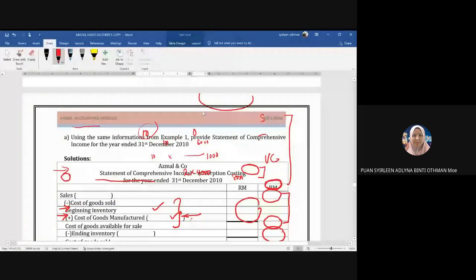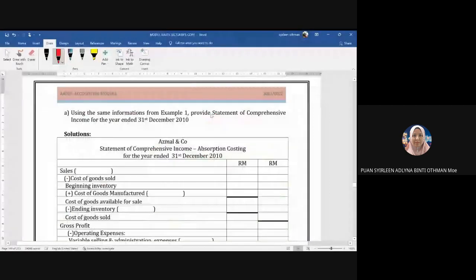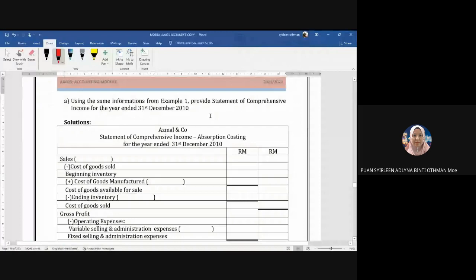Sekejap, line tu lagging. Okay, so sekarang saya nak buat untuk Azmaliah ni.